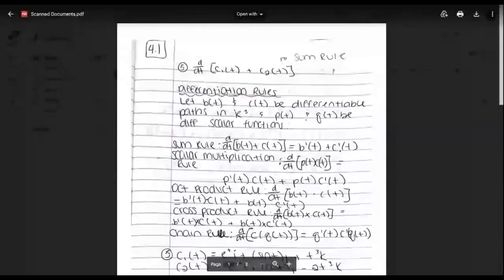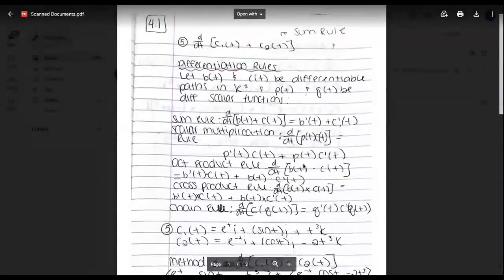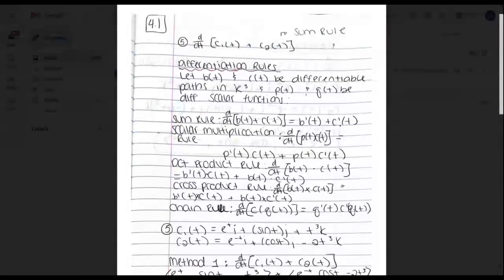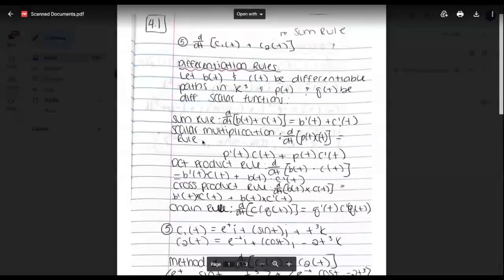Okay, so I'm going to present 4.1 question number 5. It asks to find each of the stated derivatives in two different ways to verify the rules in the box preceding example 1 in this section. So that's the differentiation rules. Question 5 is really asking about the sum rule.